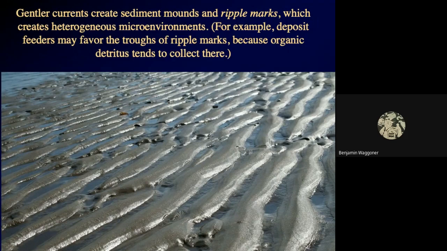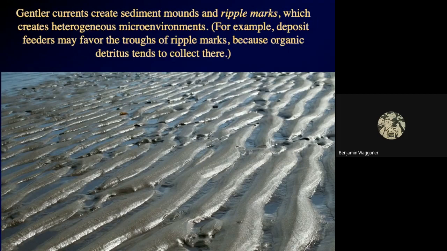Where waves aren't breaking so hard and currents are gentler, you tend to get finer sand or mud, and the gentle currents will create mounds of sediment, and they'll also create these ripple marks, these parallel ridges that you can see on the sediment surface. And you may have deposit feeders that will be concentrated in the troughs of those ripple marks because that's where dead organic stuff tends to collect.